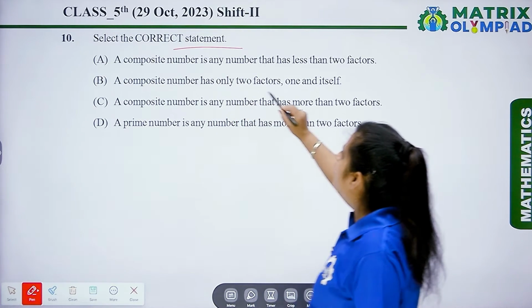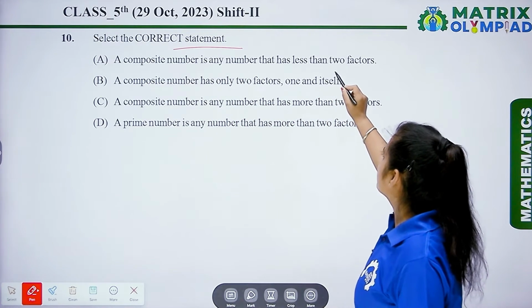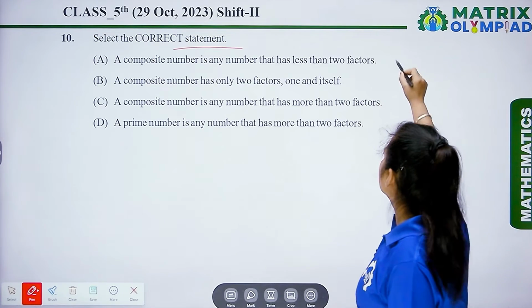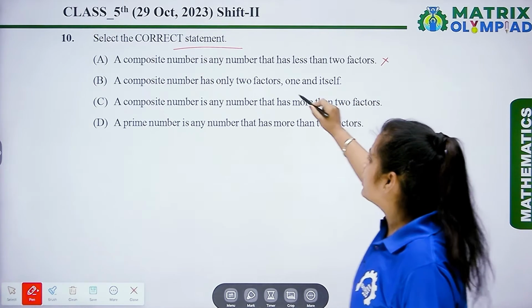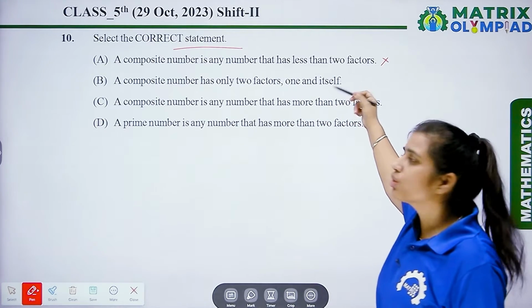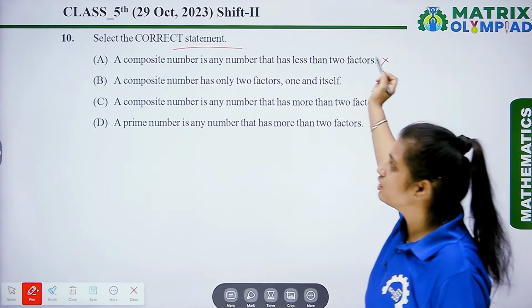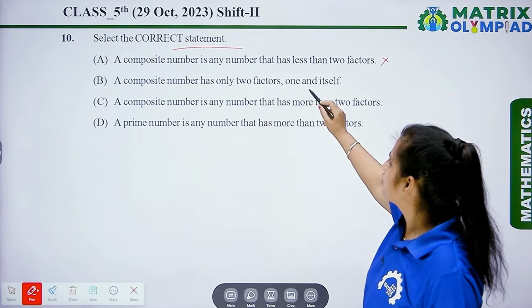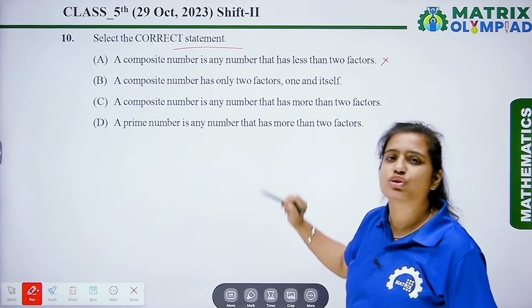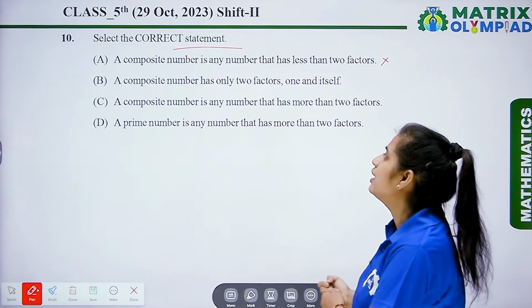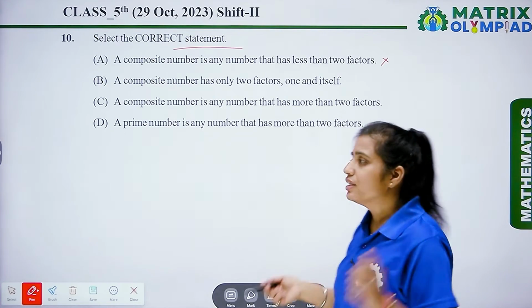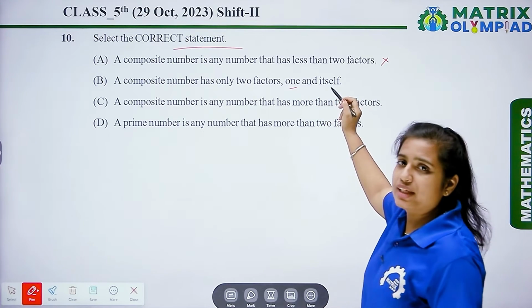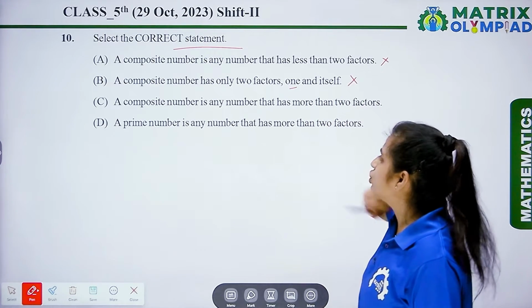A composite number is any number that has less than 2 factors. So is this statement true? No. A composite number is any number that has more than 2 factors. So this statement is false. Next is, a composite number has only 2 factors, 1 and itself. So this statement is also false, because a composite number has more than 2 factors, and a number having only 1 and itself as factors is known as a prime number. So this statement is also false.